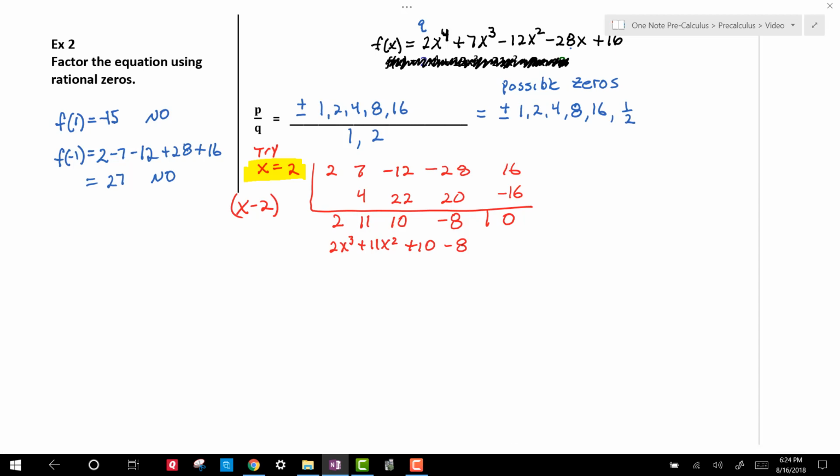So now I'm going to go back to my list of numbers. I've already tried ones. They didn't work. I've already done positive 2. Could positive 2 work again? Yes, it could. But I'm going to try negative 2. Right? So I'm going to do x equals negative 2. So I'm going to take this new set of coefficients here. I'm going to take 2, 11, 10, and negative 8. And I'm going to go to work with x equals negative 2. Here we go. Drop down the 2, multiply by negative 2, that's negative 4. Add them up, you get 7. Negative 2 times 7 is negative 14. Add them up, you get negative 4. Negative 4 times negative 2 is 8, and I get a 0 remainder.